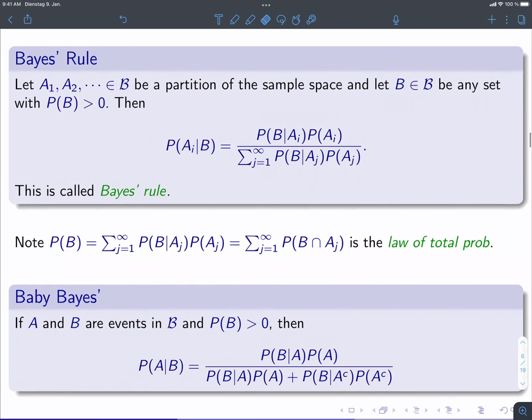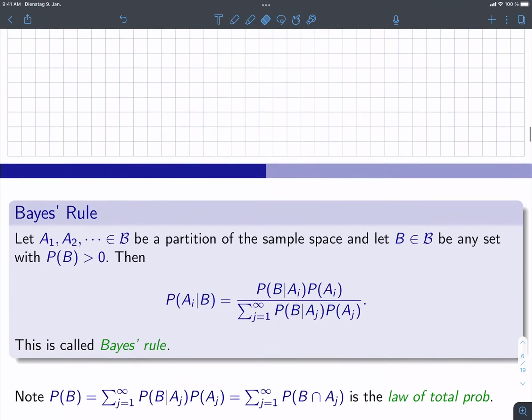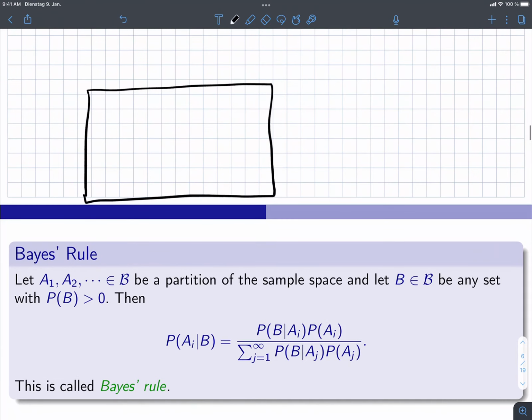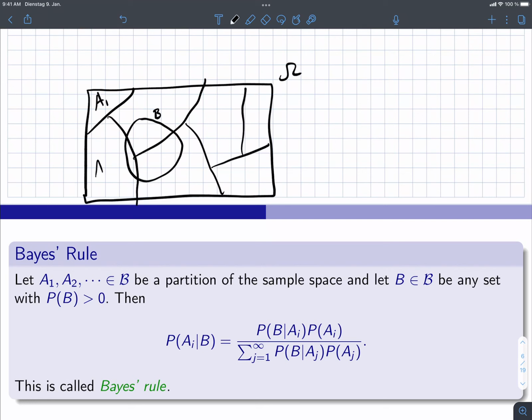Now, a really important rule that we use a lot to compute conditional probabilities is Bayes' rule, owing to this guy, Thomas Bayes, who lived a long time ago. Here's the idea behind Bayes' rule. Let's say I've got some event B, and then I've got a partition of the sample space consisting of the sets A1, A2, and so on, A6, A7.